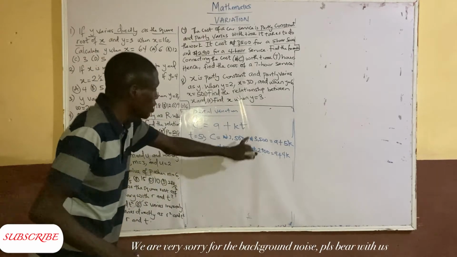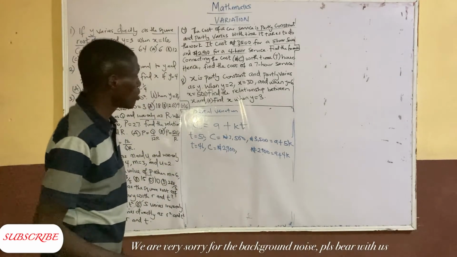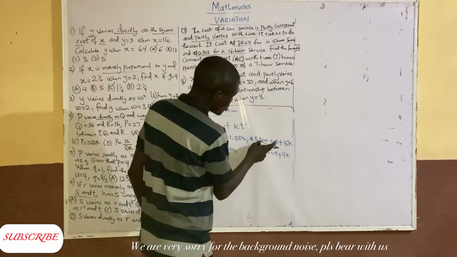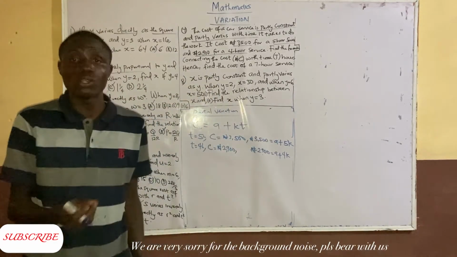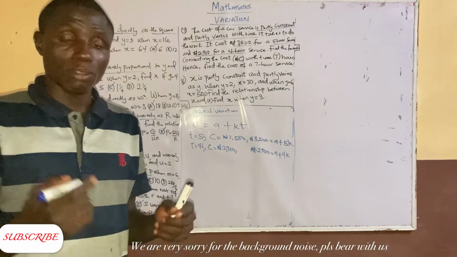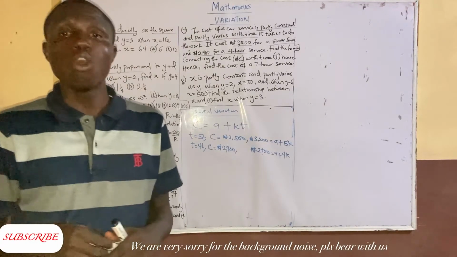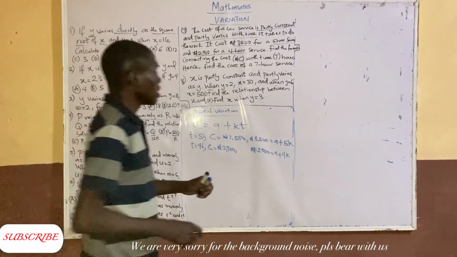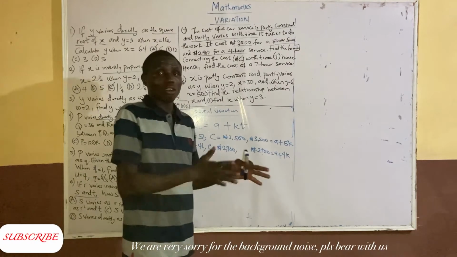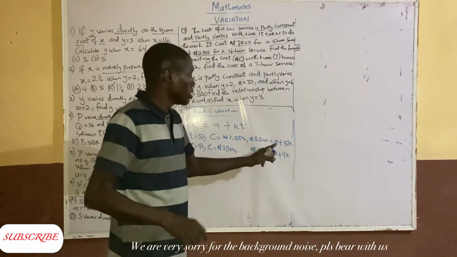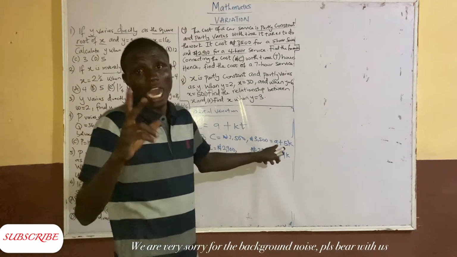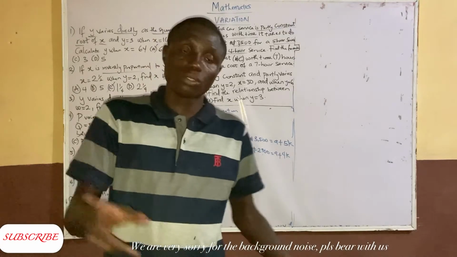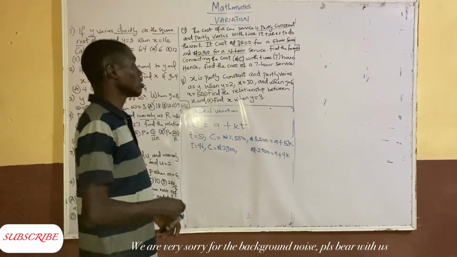You can see we have a kind of simultaneous equation here. A simultaneous equation is where you have two unknowns, and it contains equation 1 and equation 2. So we are solving this simultaneously. So it's called a simultaneous equation.